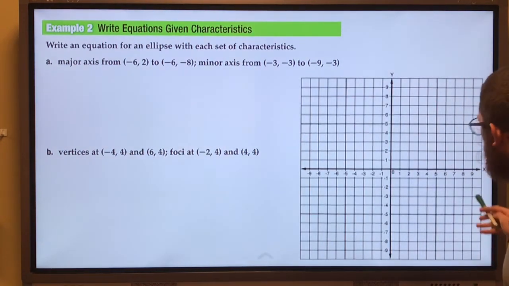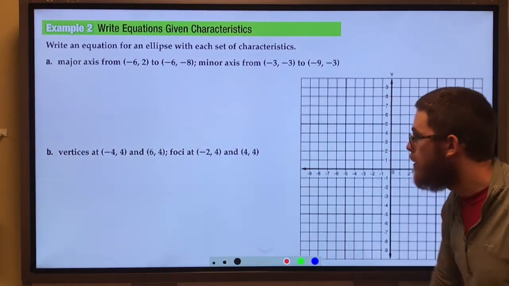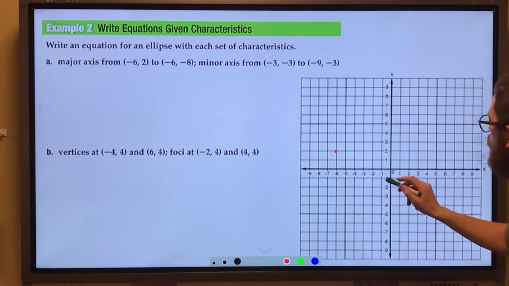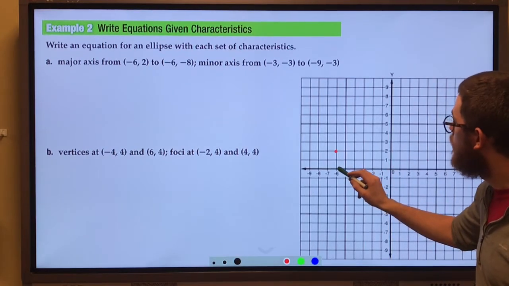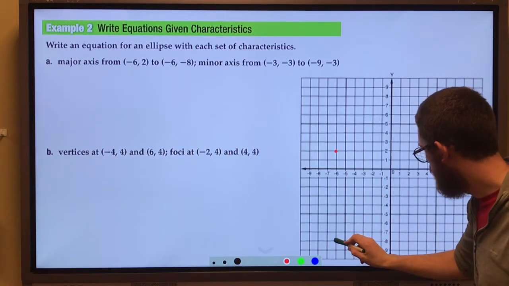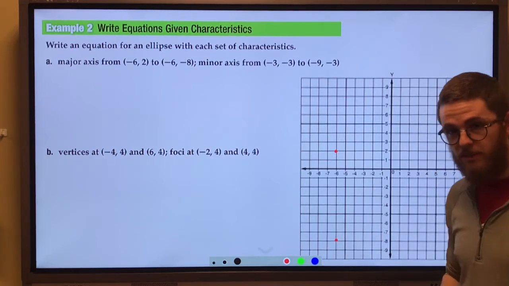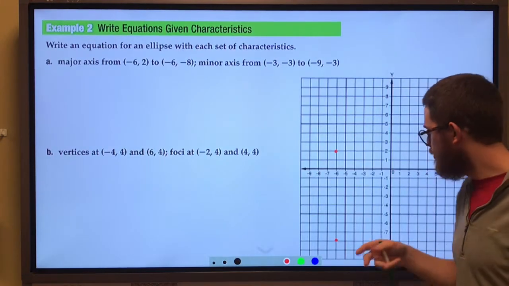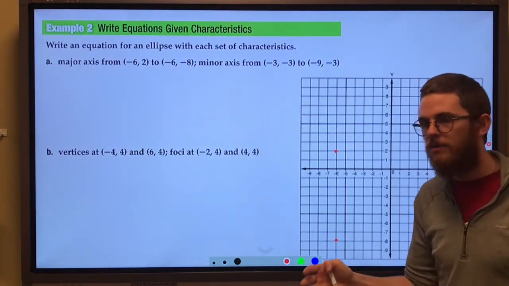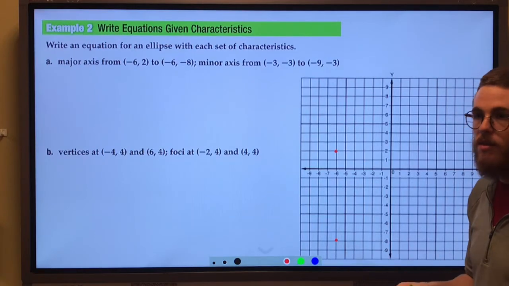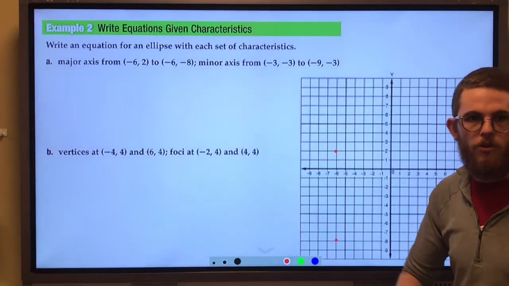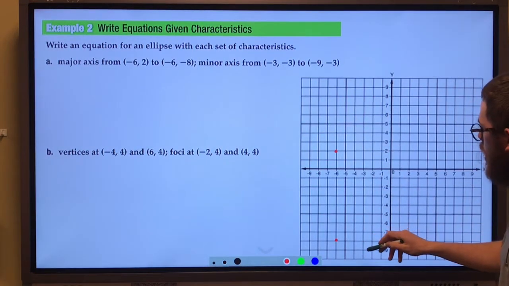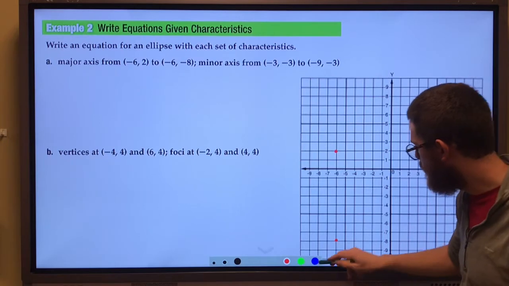So here it says we have a major axis from -6 to -6, -8. That is the major axis. Notice the major axis is vertical. That means that I'm already thinking that our bigger value is going to be underneath the term with the y. So just from this, we could find the midpoint of these.